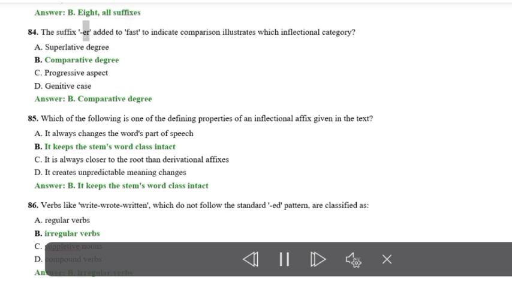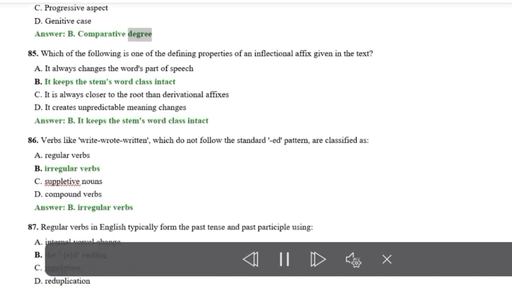84. The suffix -er added to fast to indicate comparison illustrates which inflectional category? A. Superlative degree. B. Comparative degree. C. Progressive aspect. D. Genitive case. Answer, B. Comparative degree.